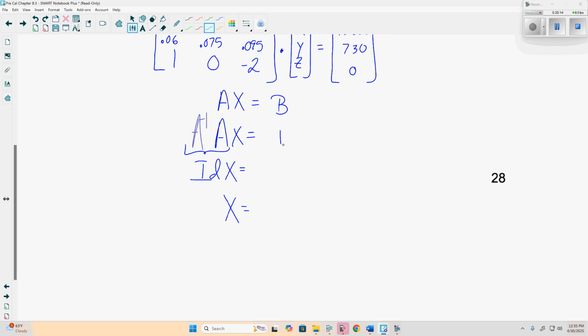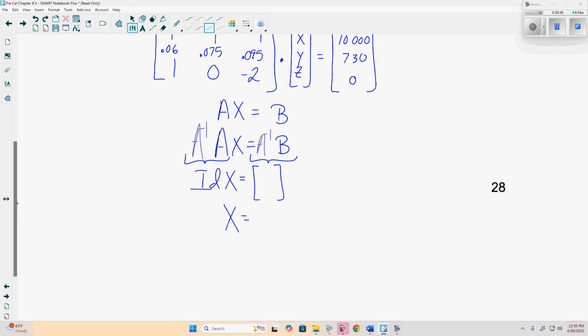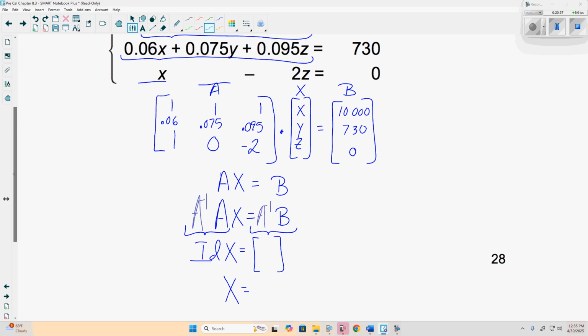But we also have to multiply the other side of this equation by the inverse of A. And this, the inverse of A times B, will actually give us our solution.